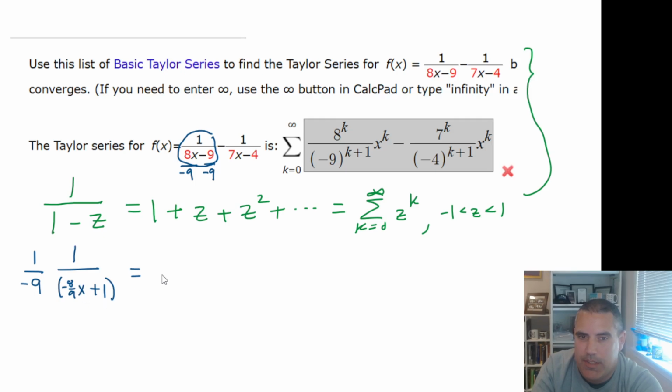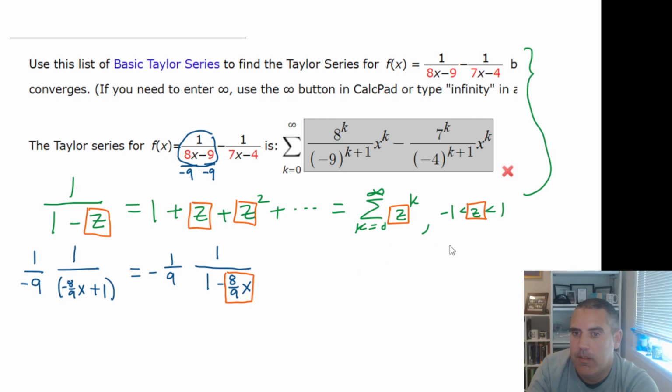Now that thing is the same as this. Let's rearrange it a little bit. 1/(1 - 8/9 x). Now, because this fits this perfectly here with the correct sign, we don't need to put in a negative here. So what we need to put in that spot is 8/9 x.